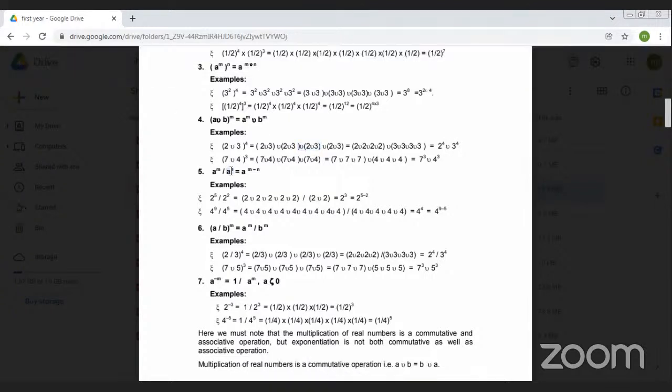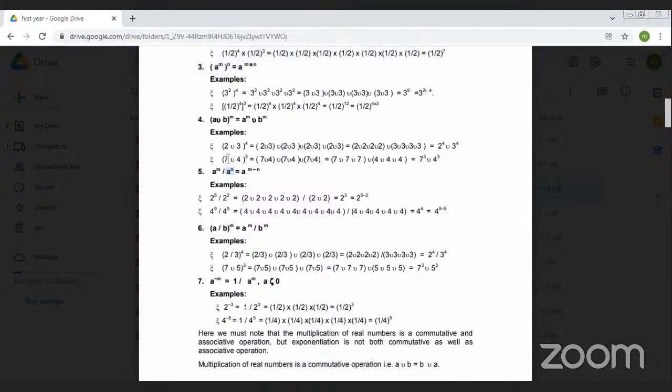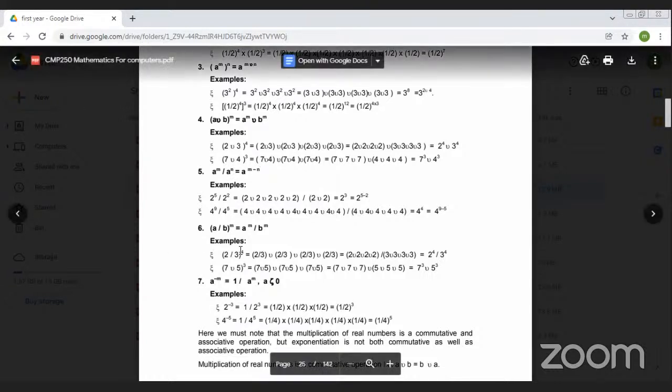Earlier we studied when we have denominator factors, that is, the exponent is in the denominator part. At that time, you need to shift it towards the numerator. If I'm shifting it towards the numerator, it will go up and change the sign. So a raised to m upon a raised to n is nothing but a raised to m minus n.